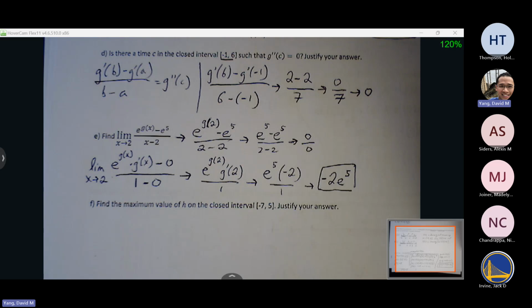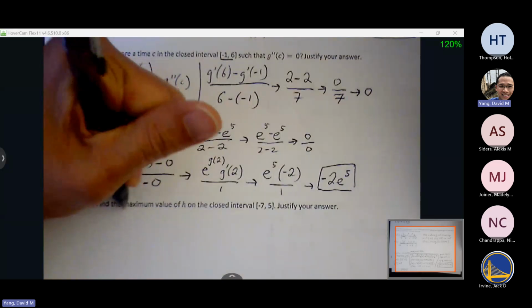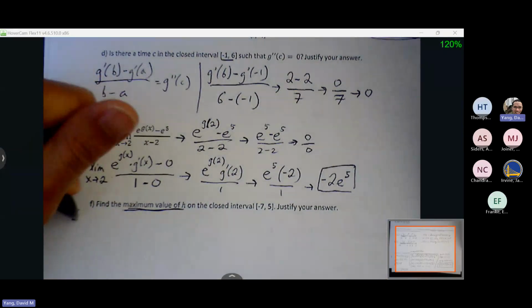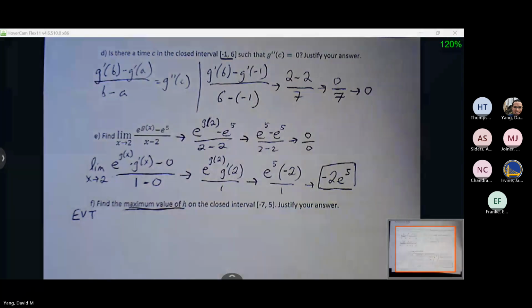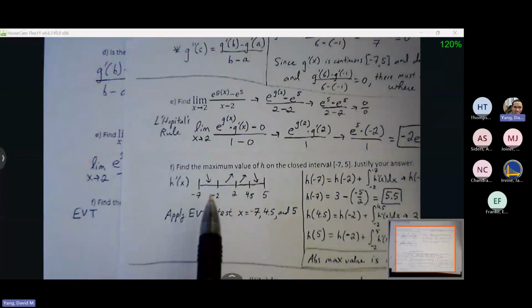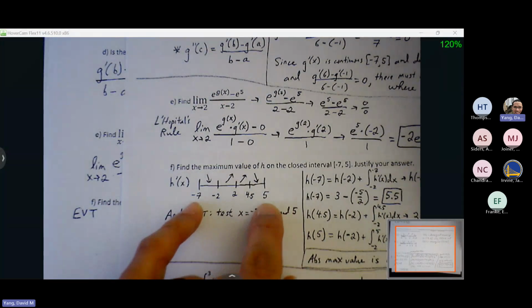Okay, part F, find the maximum value. So that should remind us of the extreme value theorem. Remember, we want to test endpoints and critical points. But I can go back to my slope sign line and just pick out my candidates, right? I definitely have to test negative 7 and 5.